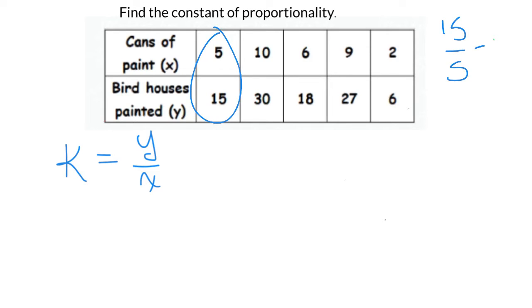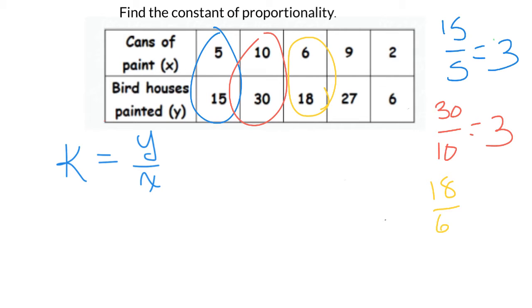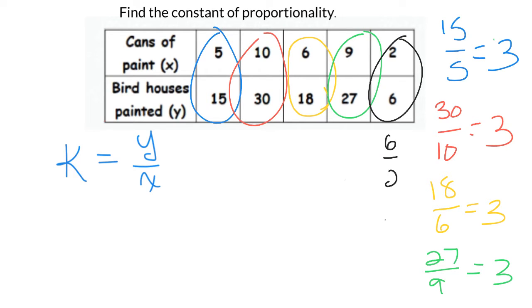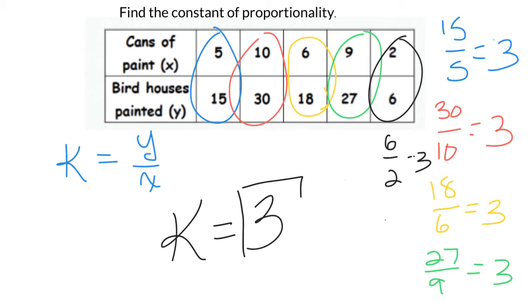15 divided by 5 is 3. 30 divided by 10 is 3. Keep in mind that we are taking the y and dividing it by the x. 18 divided by 6 is 3. 27 divided by 9 is 3. And 6 divided by 2 is 3. So I would say my k equals 3. This is very similar to a problem that you're going to have on your test. And I believe that there's going to be a box, and you just put your 3 or whatever the answer is in the box.